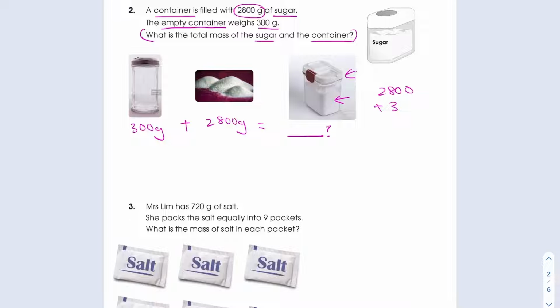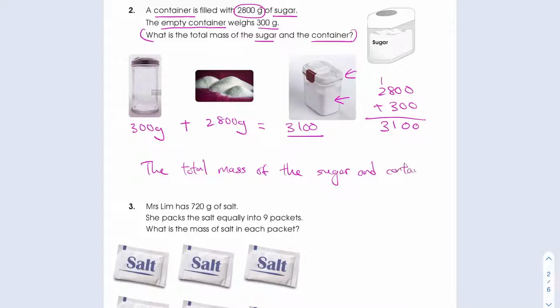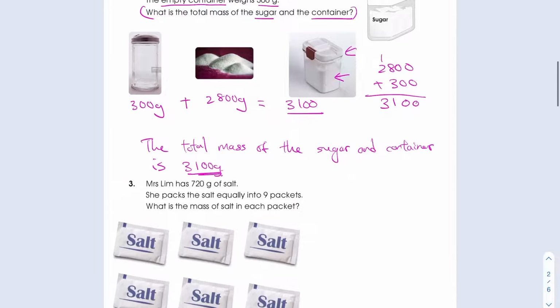2,800 plus 300 will give you 0, 0, 8 plus 3, 11. So 3,100 gram. So the total mass of the sugar and container is 3,100 gram. The question doesn't say that we need to express it in kilogram or gram, so we can just leave it as is. Question 3.